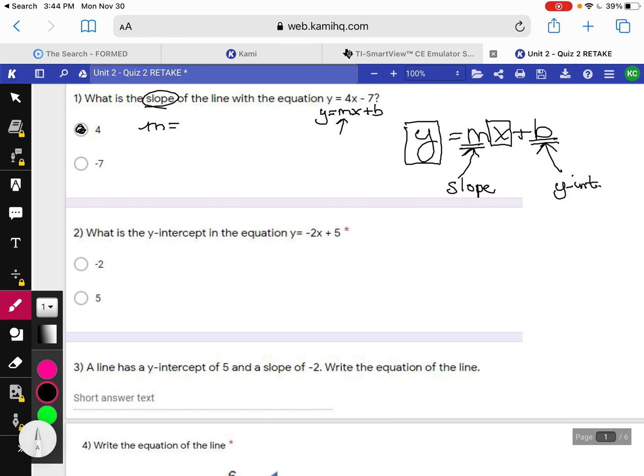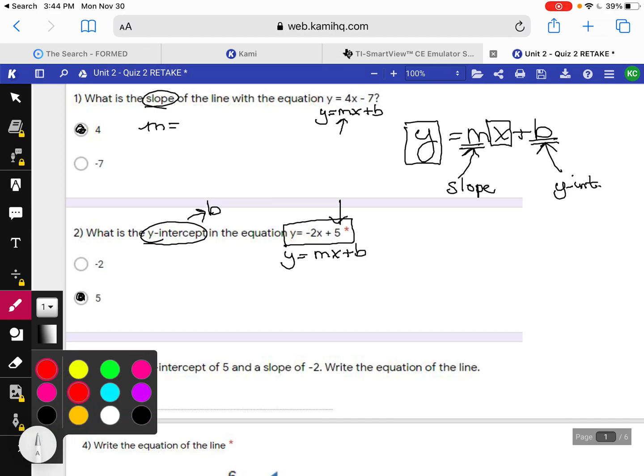What is the y-intercept in the equation y equals negative 2x plus 5? Again, since we know y equals mx plus b, our y-intercept is the variable b, and the variable b is the constant 5 in this situation.